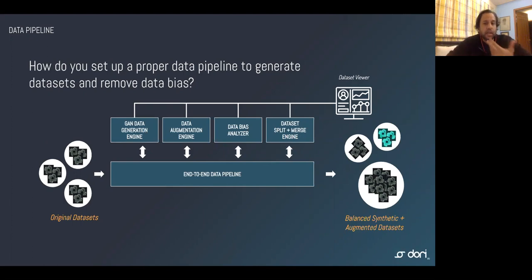And then we also build in the utility of splitting and merging various data sets. It's very possible that you may have disparate data sets coming in from different data sources or different cameras, for example, or different locations. And so it's very useful to create a scalable data set split and merge engine where you can quickly put these data sets together and then feed that into your other engines.